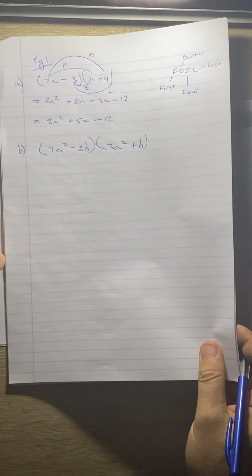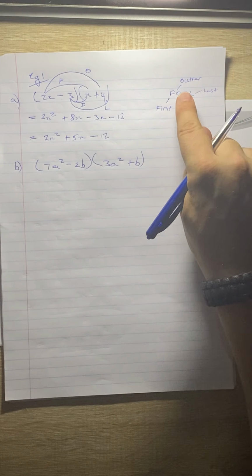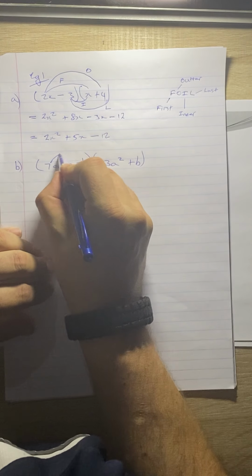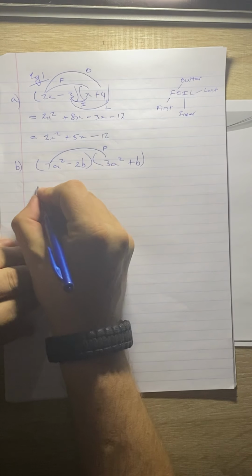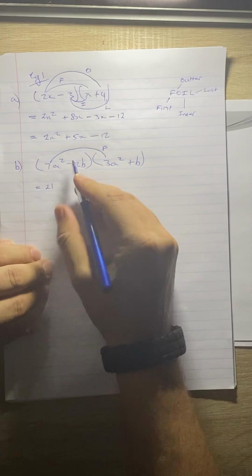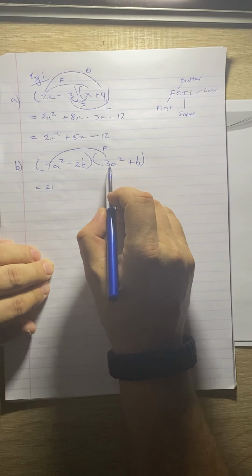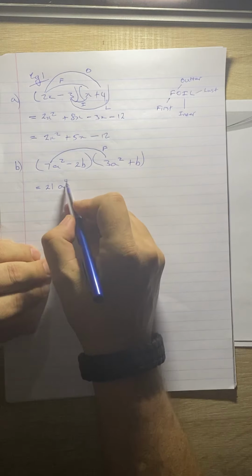Okay, so we've got a binomial with a binomial, so we're going to use FOIL, first, outer, inner, last. So our first terms, 7 times 3 gives us 21. A squared times a squared. If the bases are the same and you're multiplying, you add the exponents, so that's going to be a to the 4. 2 plus 2 is the 4.